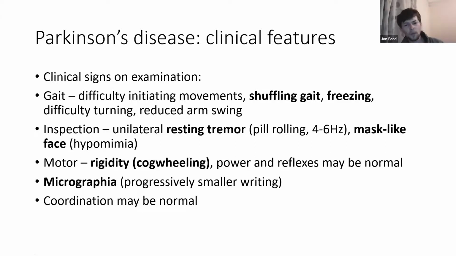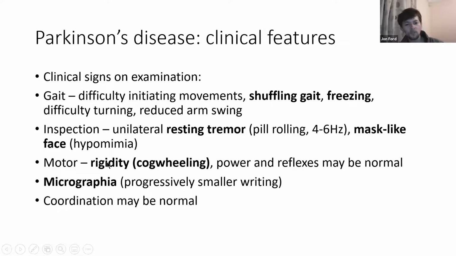And then when you're having another look, they've got a resting tremor, often described as pill rolling. I don't know if you can see my camera, but like that. And it's 4 to 6 hertz, which just means 4 to 6 times per second. And they have this mask-like face, which is quite prominent in Parkinson's disease, where the emotions don't seem to carry through. And that's often associated with low mood, actually.